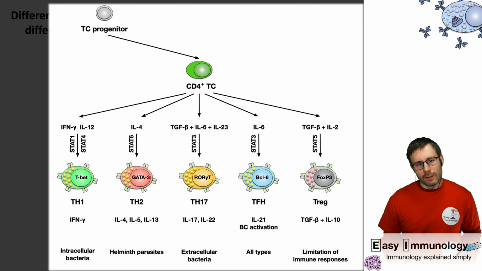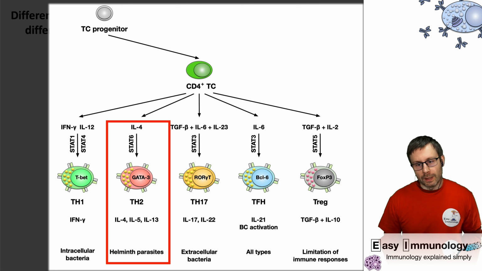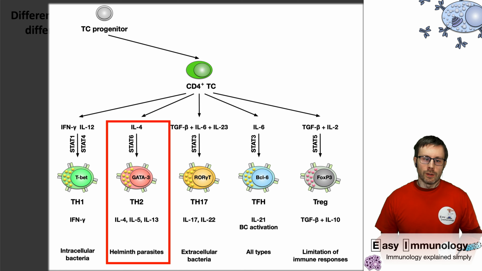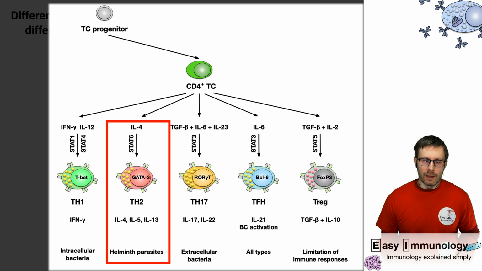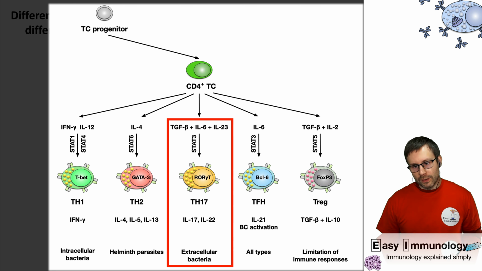In contrast, if the antigen-presenting cell or some other cell provides interleukin-4, this triggers the activation of STAT6, which in turn activates the master transcription factor of Th2 cells, which is called GATA3. These Th2 cells then produce IL-4, IL-5, and IL-13, and their main function is to coordinate the elimination of big multicellular parasites. And in turn, we have, for example, Th17 cells.